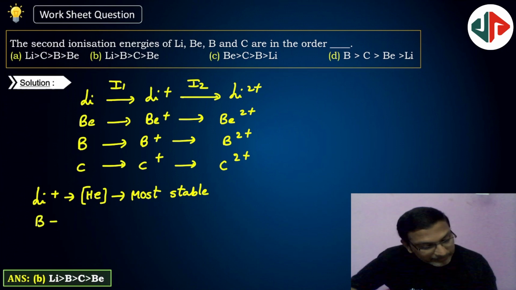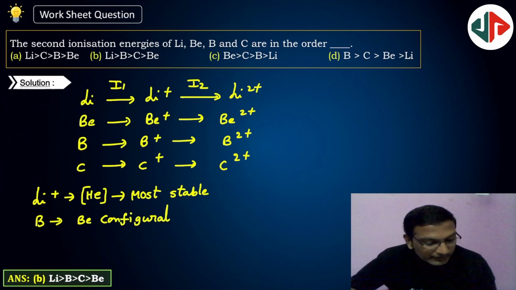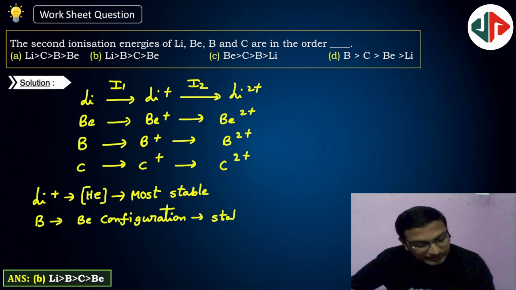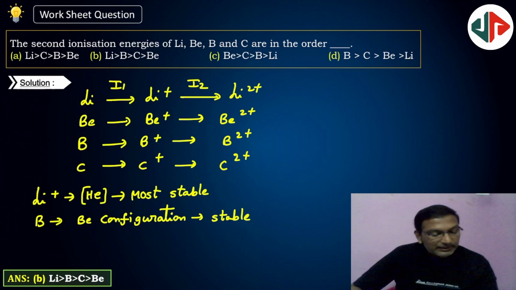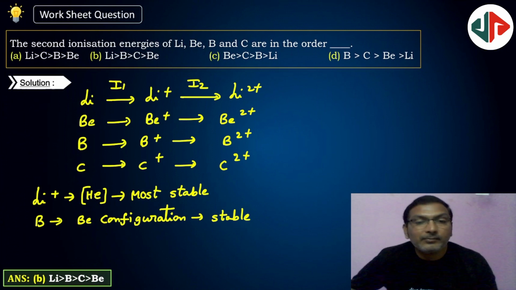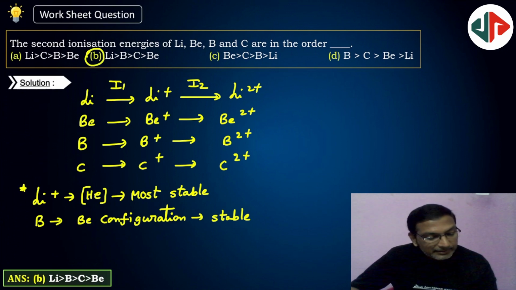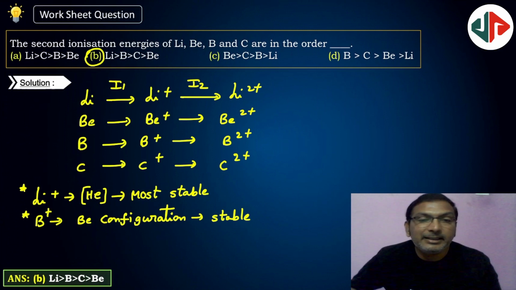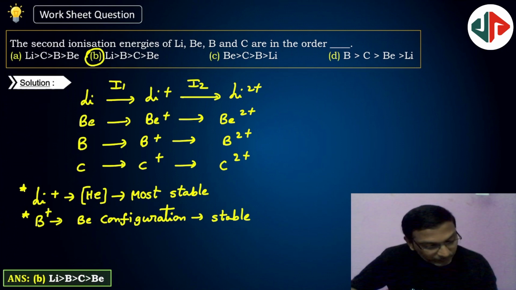Next, boron becomes beryllium configuration. After removal of one electron, boron becomes beryllium configuration. That is also a stable configuration. After that, carbon and beryllium. So option will be B. Just compare Li+ and B+. Li+ configuration is helium configuration. B+ configuration is beryllium configuration, which is ns2. ns2 configuration completely filled. Therefore stable.